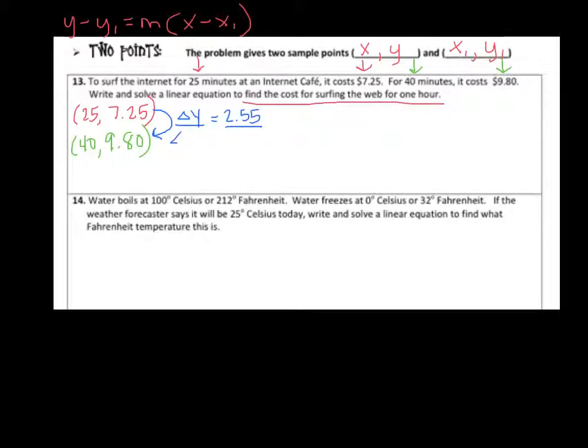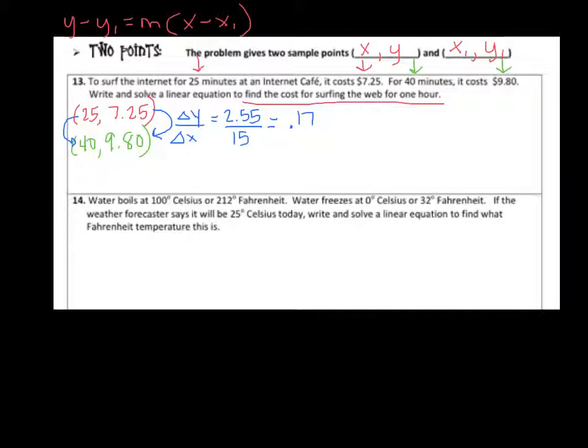And I am going to put that over my change in x. So I need to know how much it is from here to here. So 40 minus 25 is 15. Then I'm going to go ahead and divide that out to make it something usable in my equation, and I get 0.17. Okay, so that means that the rate of change would be 17 cents per minute.